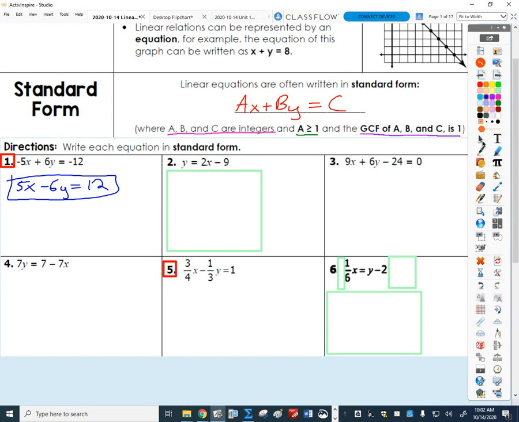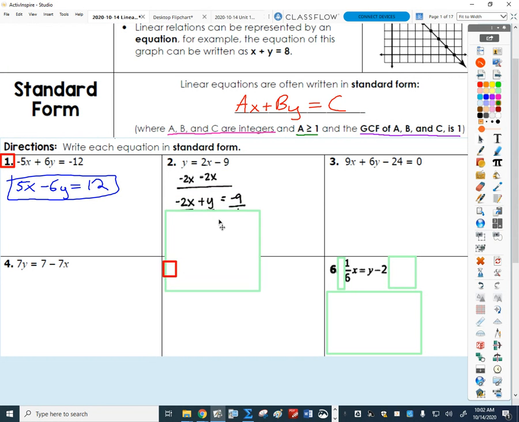What about here? Let's look at one quick example. On this one, I'd have to move the 2x over to the other side, right? I'd have to subtract 2x from both sides, and then I'd have to change the signs, either multiply or divide by -1. So I end up with a +2x, a -y, and a +9. No big deal. Okay, over here, what's the one thing I have to do? I've got to add the 24. Let's look at a little harder one.